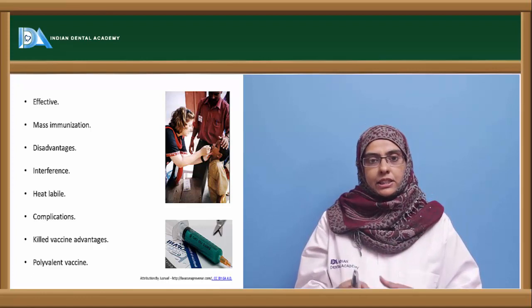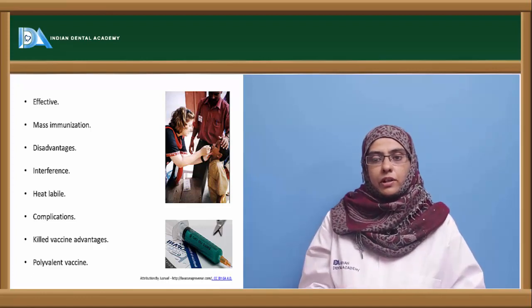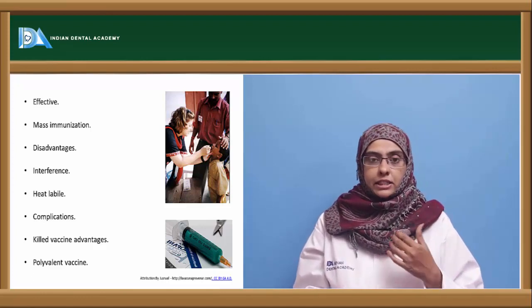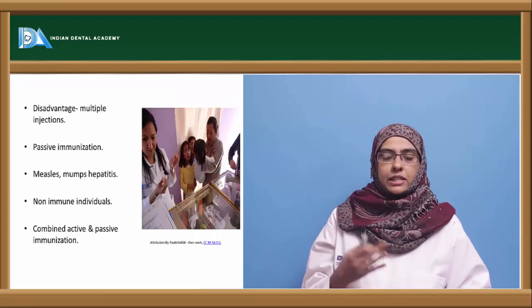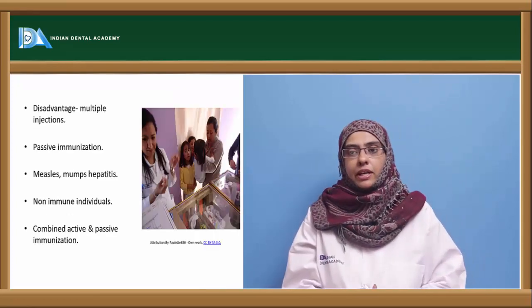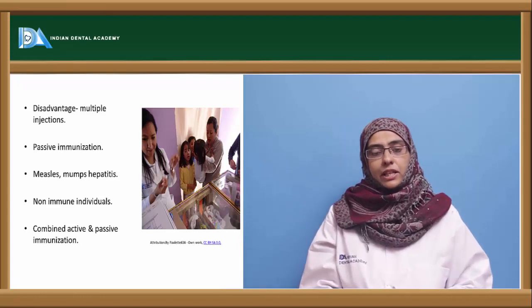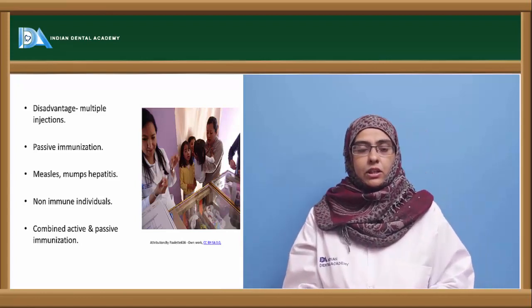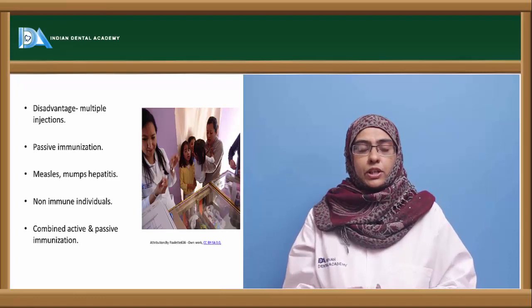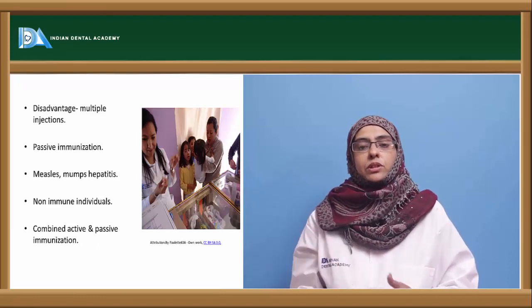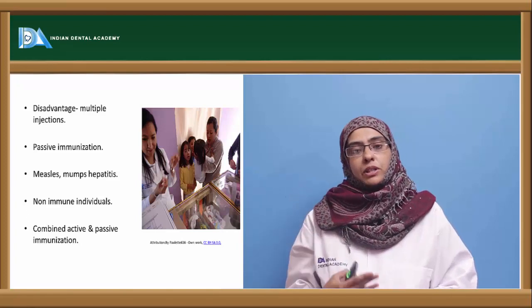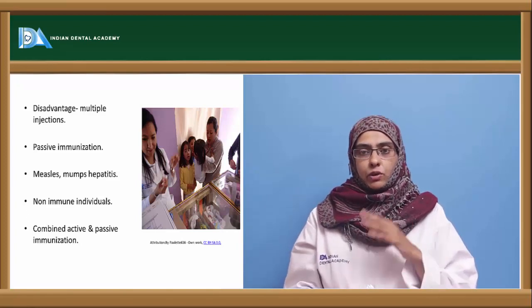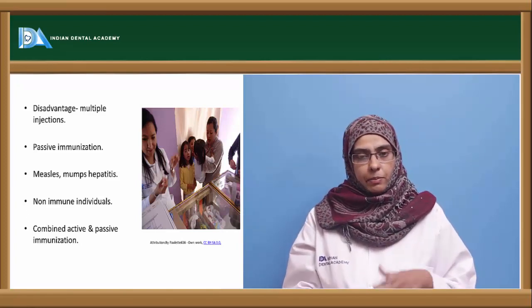And these killed vaccines are usually given along with the polyvalent vaccine or as a triple vaccine in conjunction with the other type of vaccine to enhance the immunity against the different types of viral infection. But the disadvantage of the killed vaccine is that it cannot give you lifelong immunity, so you have to go for multiple booster doses every 10 years or every year, depending upon the type of viral infection you want to protect against.